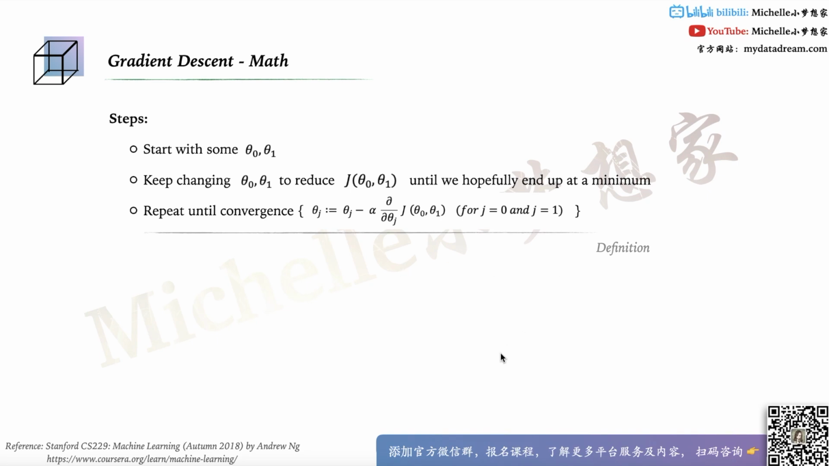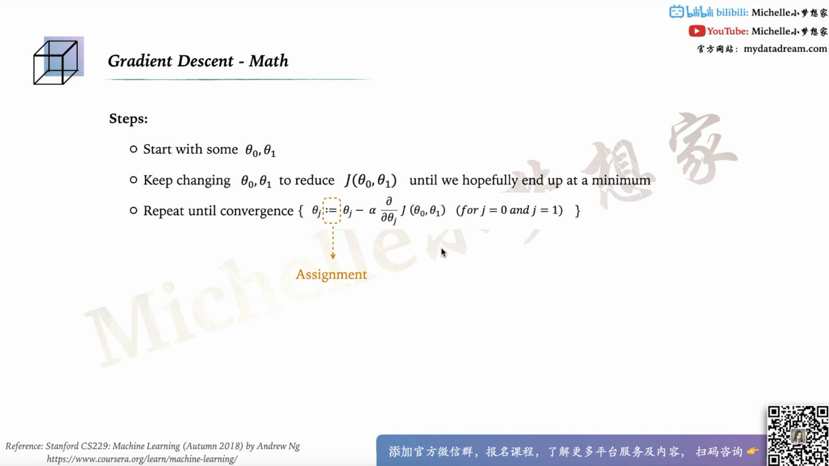However, let's take a closer look at how each parameter is updated during this process. In the formula on this slide, the colon equals symbol here represents an assignment operation. This means we're updating the value theta of j based on its current value. The new value of theta of j is calculated by subtracting the product of learning rate alpha and the gradient, or the derivative of the cost function. The updated value is then reassigned to theta of j.